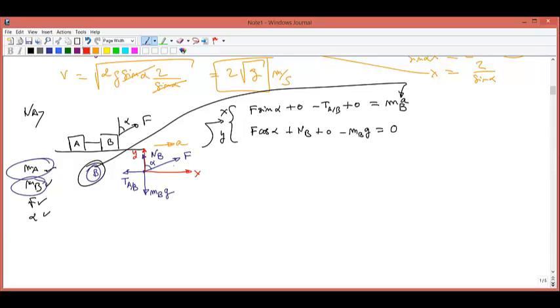Two equations. How many unknowns? I know F, I know alpha. I don't know NB. I don't know TAB. And I don't know a. So I'm screwed. Three unknowns, two equations. Don't even waste your time trying to do algebra. You ain't gonna go anywhere. You're going to turn in a circle.